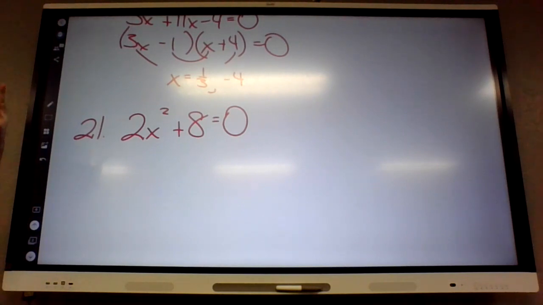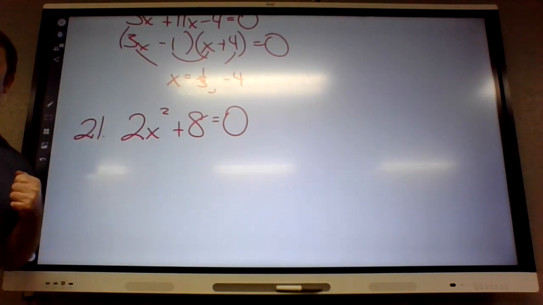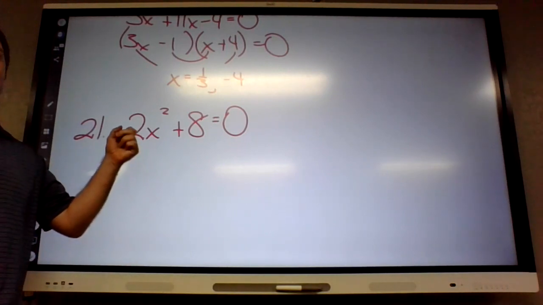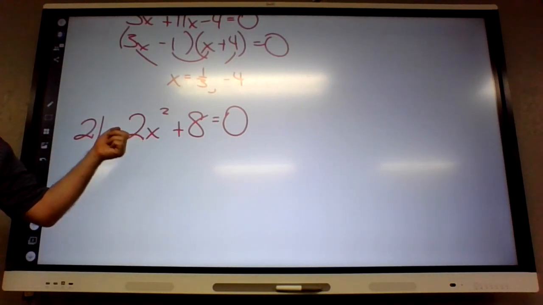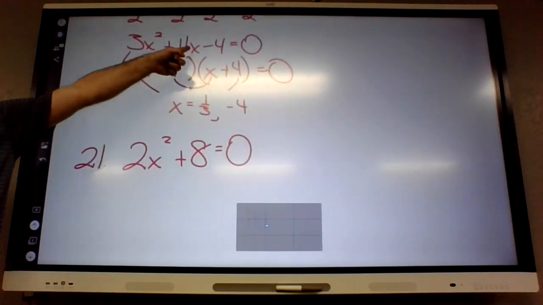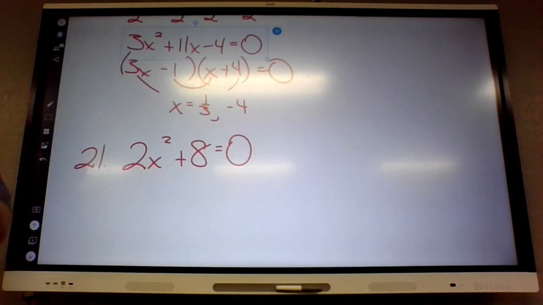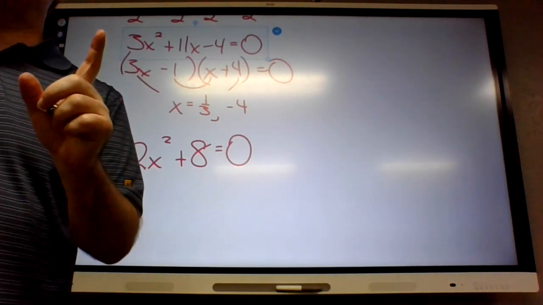Alright, so on 21, sometimes you can solve for x by just getting the x squared by itself. This works when there is no x term, and you get x squared by itself and take the square root. The book calls it taking the roots.